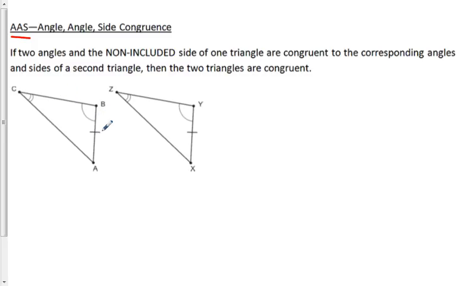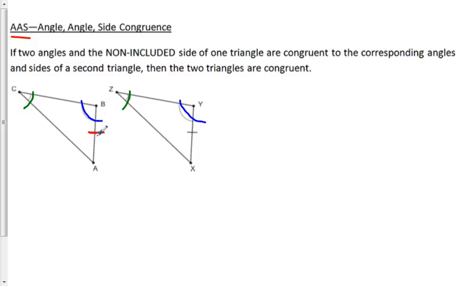If those are congruent to the angles and the side of another triangle, then those triangles are the exact same triangle. Okay? Now again, we need to make sure that we're keeping this angle and this side matching. So that green one has to match with this one, the blue one has to match with this one.